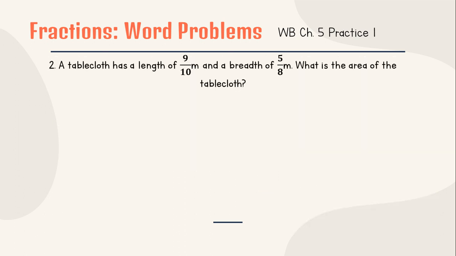Number 2. A tablecloth has a length of 9 per 10 meters and a breadth of 5 per 8 meters. So what is the area of the tablecloth? This one is kinda easy. I give you 15 seconds to do it.